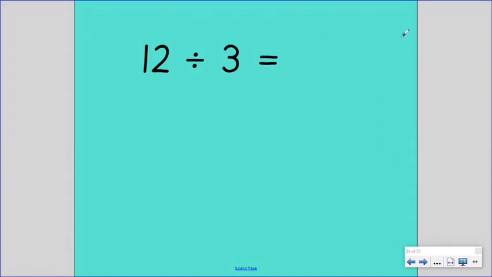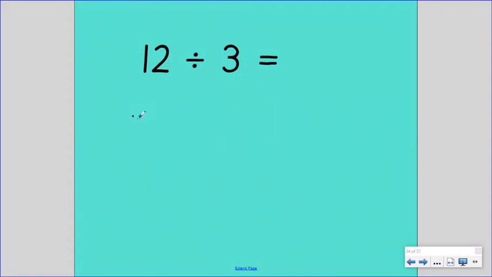Now let's have a go at doing a grouping division question without using any objects. Here we've got the question 12 divided by 3. Thinking about our number sentence, 12 is the total number that we are grouping, the total number that we're dividing. And we're dividing by 3, or we are grouping into 3s. So I'm going to put 12 into groups of 3, like this.